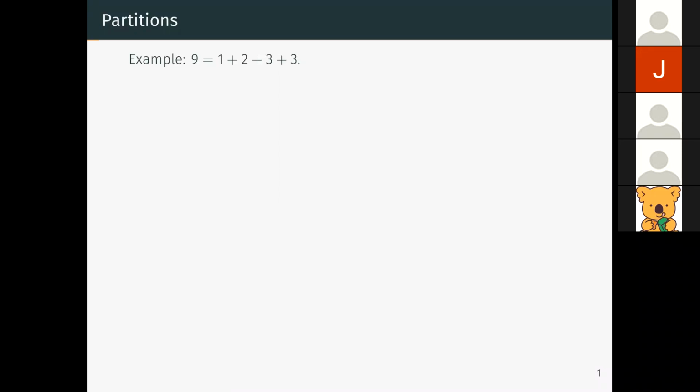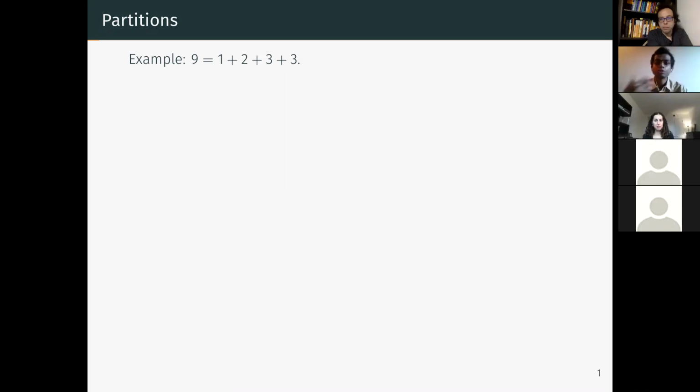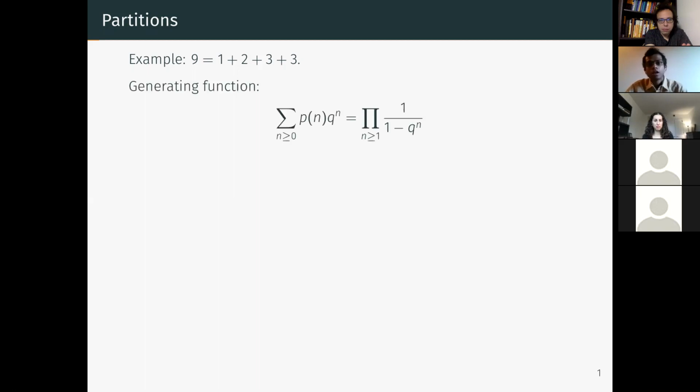The characters are going to be related to integer partitions and q-series, so let me start with partitions. Partitions are easy. You take a positive number and write it in terms of other positive numbers. The order doesn't matter. For example, here 9 is 1 plus 2 plus 3 plus 3. The generating function for the partitions is just this infinite product, where you expand each term as a geometric series in the region |q| < 1, but I'm not going to bother with analytic properties. It's just going to be all formal.